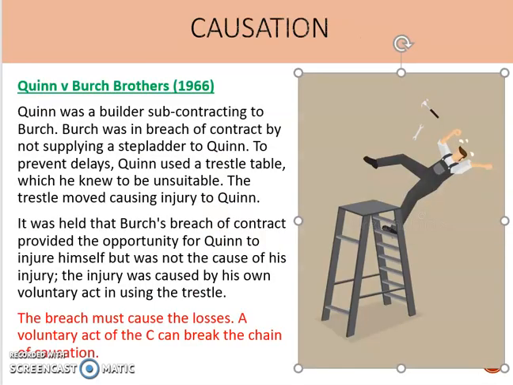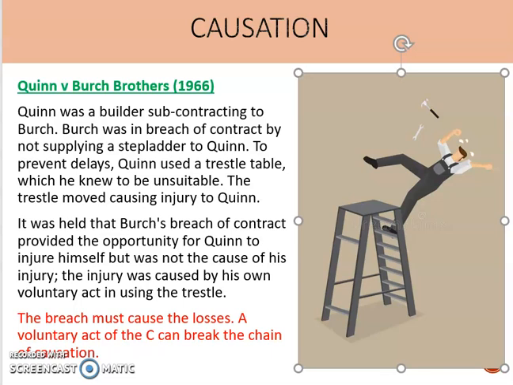Causation then, we've got the case of Quinn and Birch Brothers. Quinn was a builder subcontracting to Birch, and Birch was in breach of his contract by not supplying a stepladder to Quinn because he was supposed to supply all the equipment. To prevent delays, Quinn used a trestle table which he knew wasn't suitable, and he stood on it and it moved and he fell and was injured. And he's trying to claim compensation, damages for his injury as a result of this breach of contract.